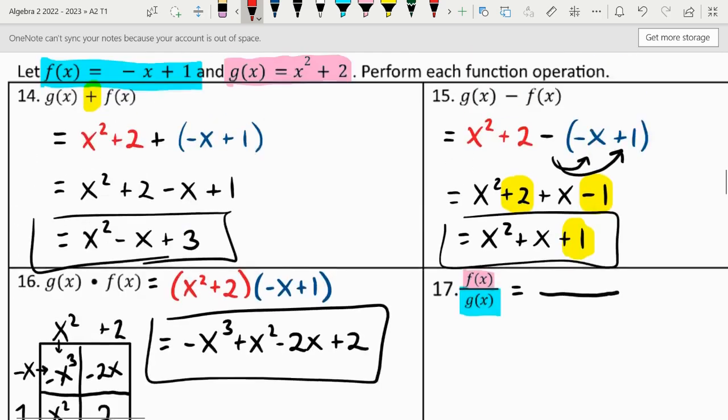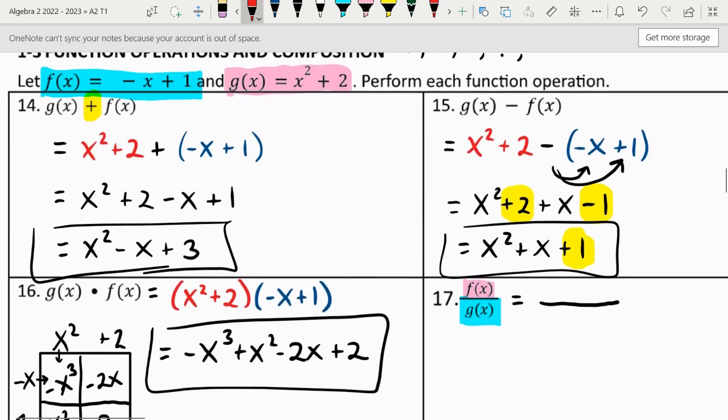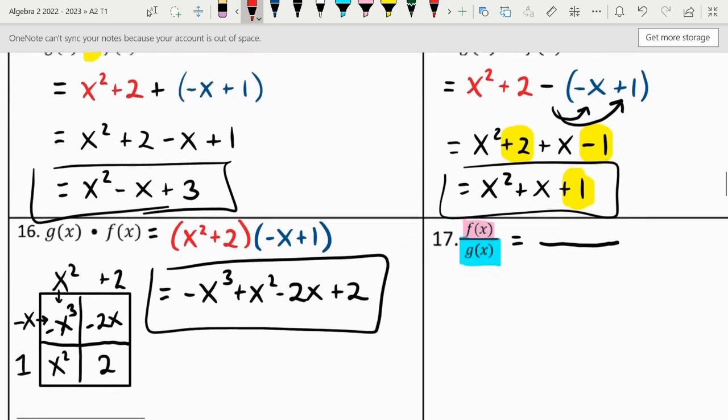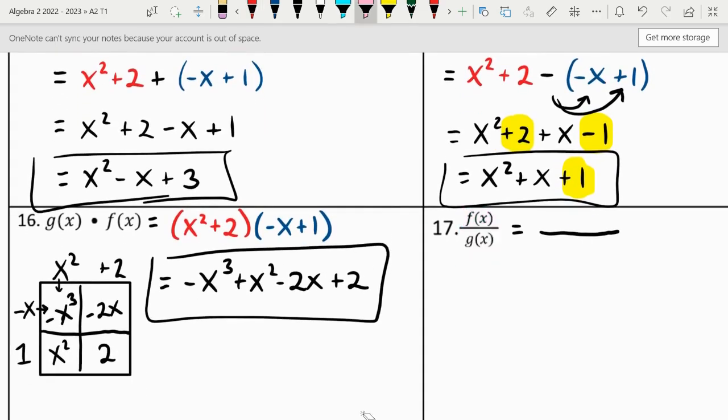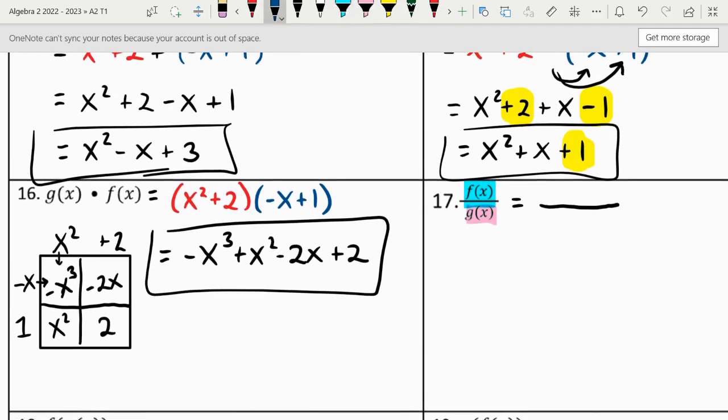On the top, we'll put, let's see. I color-coded these wrong, didn't I? F of x, g of x, I've been doing red. Yeah, I did it the other way. Okay, on the top, we'll put negative x plus 1, on the bottom, we will put x squared plus 2.